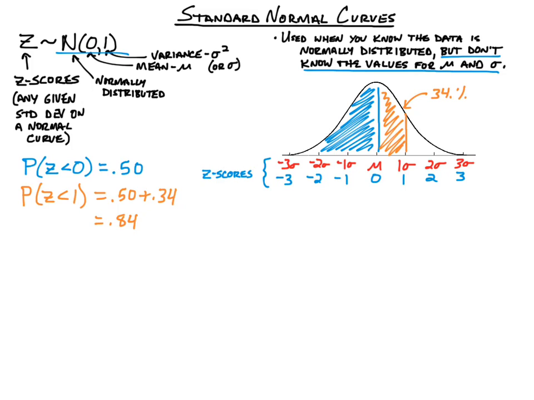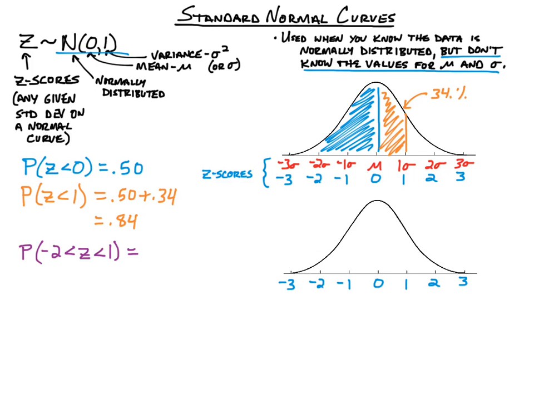Alright, let's make this a little bit more complicated. What about the probability that the z-score falls between negative 2 and 1? Alright, so we've got our curve again, and we've got our z-scores labeled on here. So we are looking for negative 2 to 1. If we consider the middle at our mean, we know that this value is 0.34, which we just found in the previous example, and we know we can find this other value.